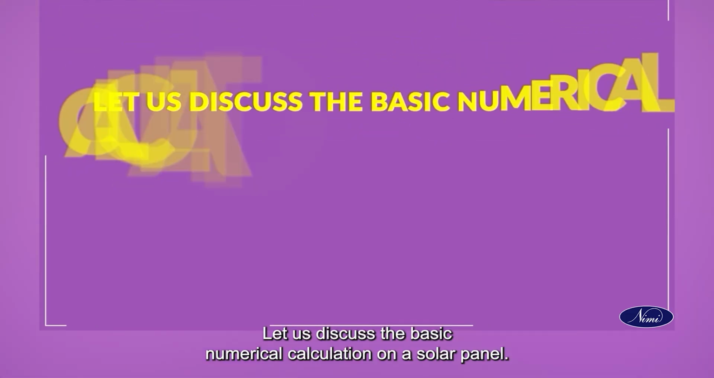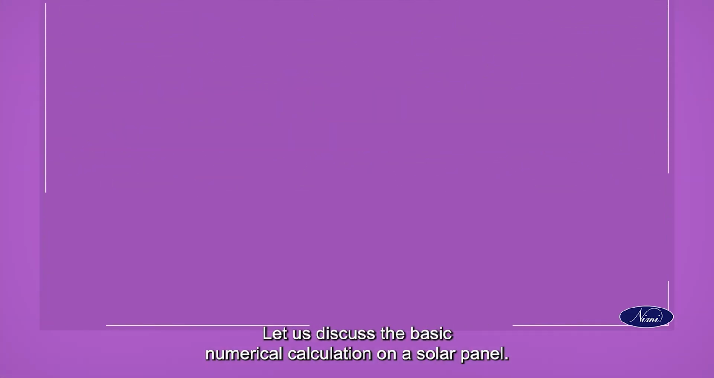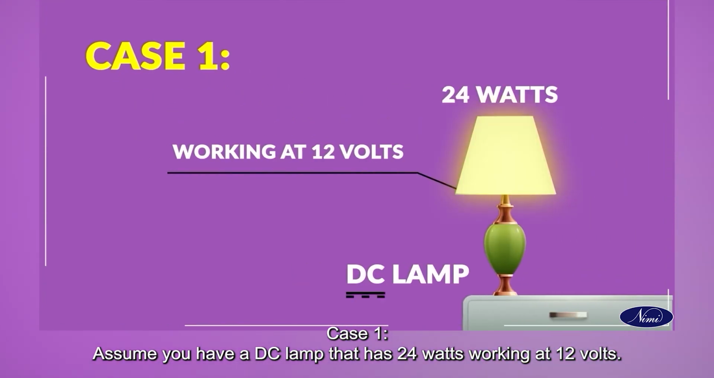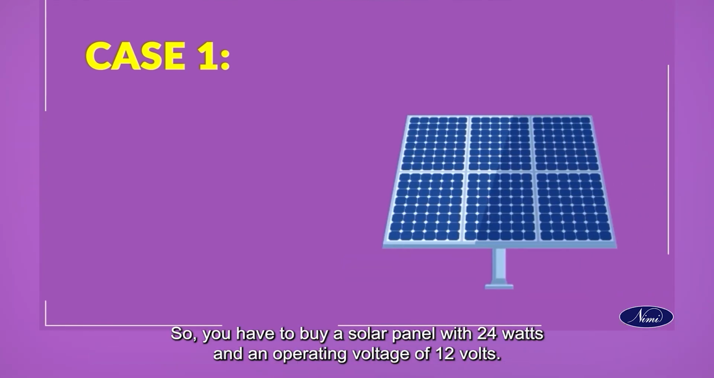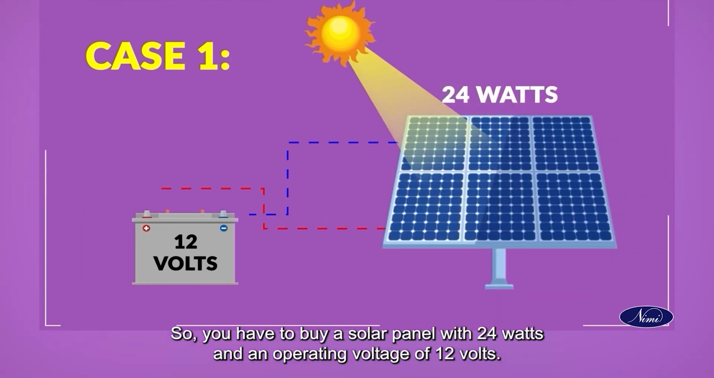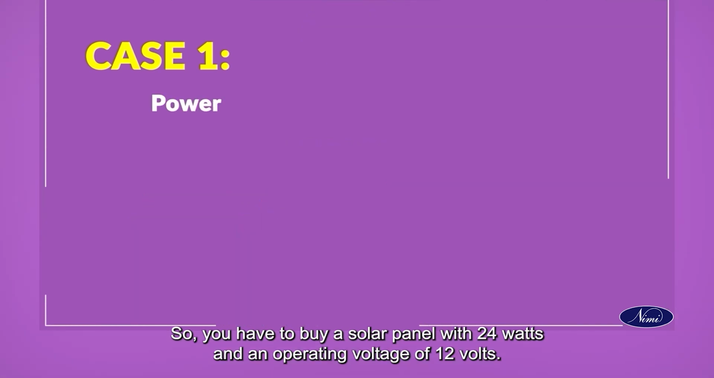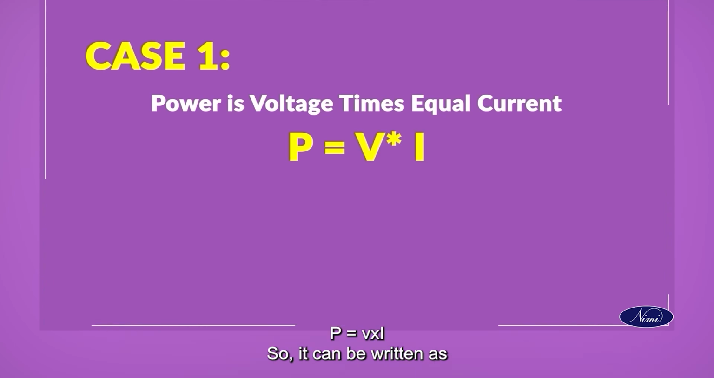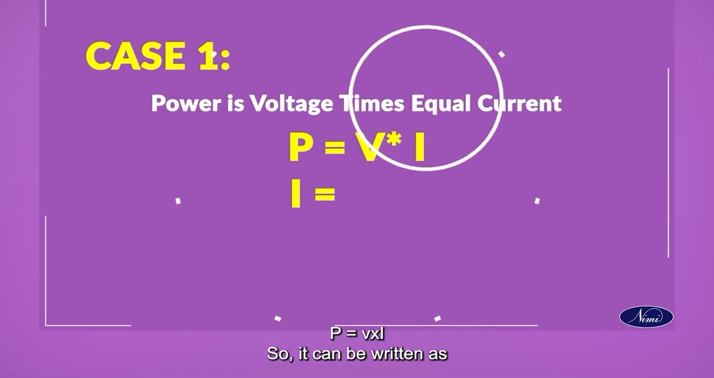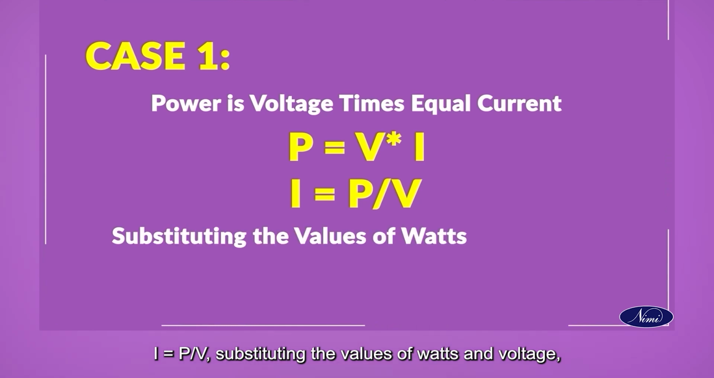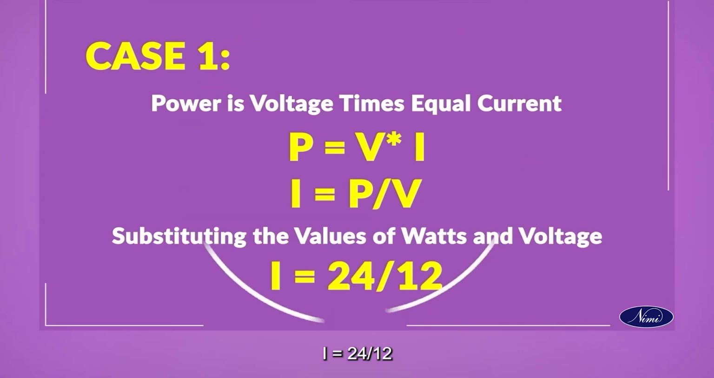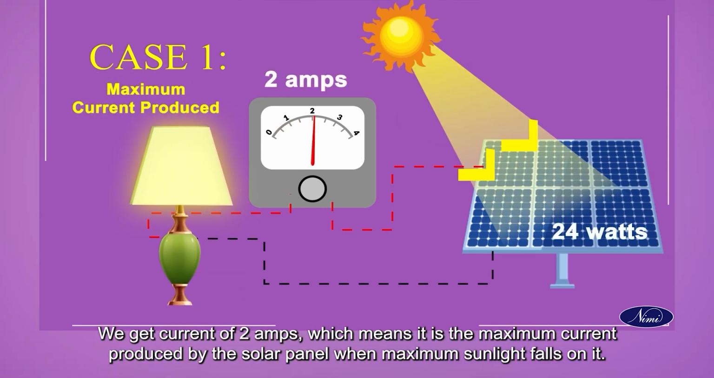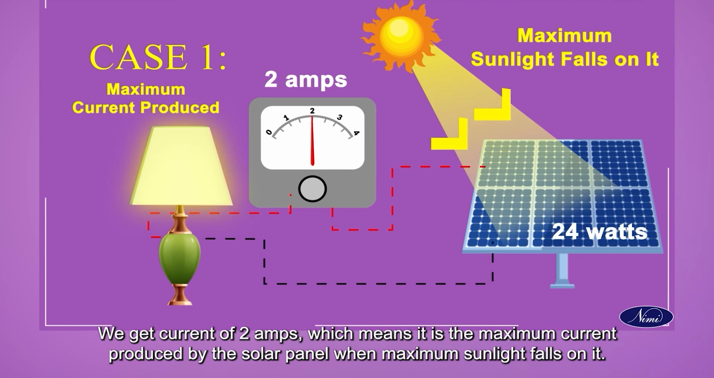Let us discuss the basic numerical calculation on a solar panel. Case 1. Assume you have a DC lamp that has 24 watts working at 12 volts. So, you have to buy a solar panel with 24 watts and an operating voltage of 12 volts. We know power is voltage times current, P = V × I. So it can be written as I = P/V. Substituting the values of watts and voltage, I = 24/12. We get a current of 2 amps, which means it is the maximum current produced by the solar panel when maximum sunlight falls on it.